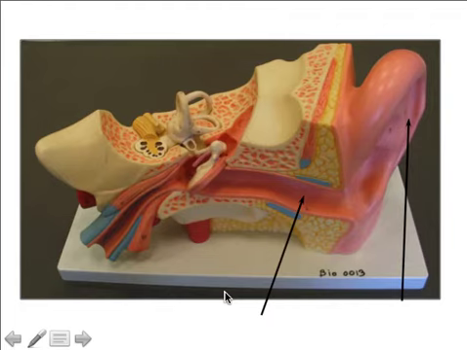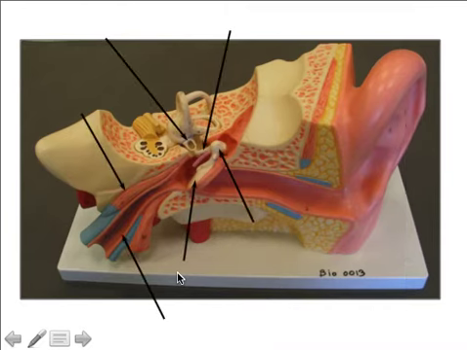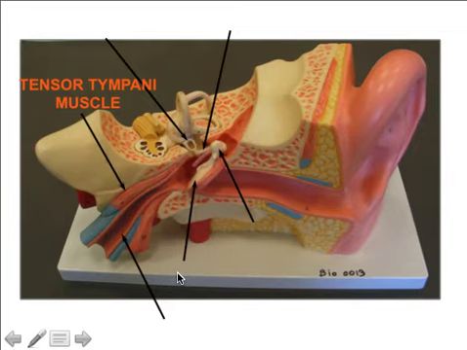Okay, so this is the external acoustic meatus, and this is the pinna. The job of the pinna is to funnel sound into the acoustic meatus and guide it to the tympanic membrane shown here. A couple of other features. This is the tensor tympani muscle. It's responsible for causing the eardrum to become taut in the event that there is a loud noise. It's basically a fail-safe to avoid damage to the eardrum in the event that that happens.